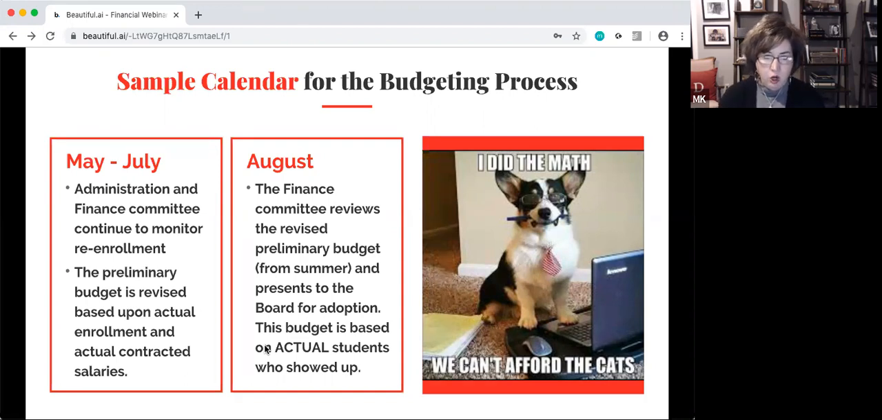So again, in August, once we get actual numbers and actual kids in the seats, the Finance Committee reviews the revised preliminary budget and presents it to the board for adoption. This budget is based on actual students that showed up. So hopefully if you had planned on 250 in your preliminary budget and you ended up with 275, you've adjusted your budget and added any additional staff you need or any additional things you weren't planning to do. Then you present that budget in August, and it's a much better budget.